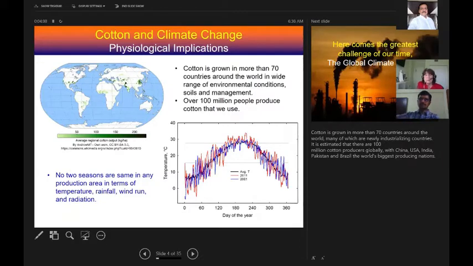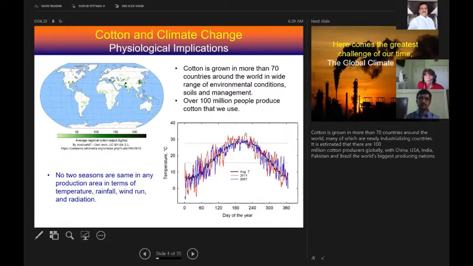But if you look at the cotton that's grown in several countries, maybe over 70 plus countries, it is grown under a wide range of environmental conditions and soils, and also the management in terms of selecting varieties and making the best use of those varieties in a given environment. Over a million people produce the cotton that we use today.